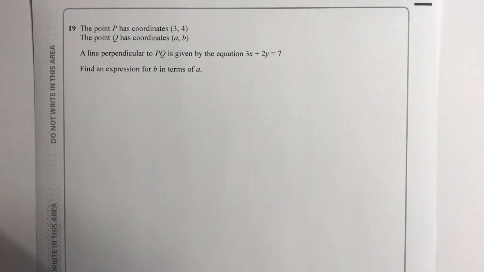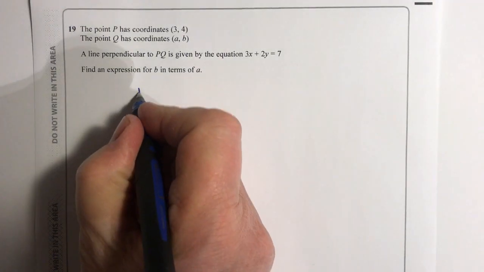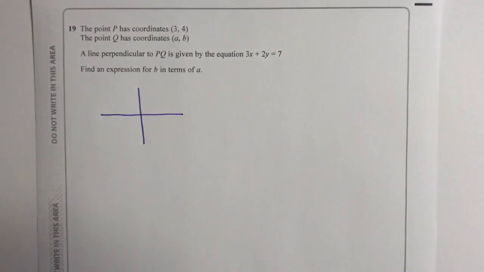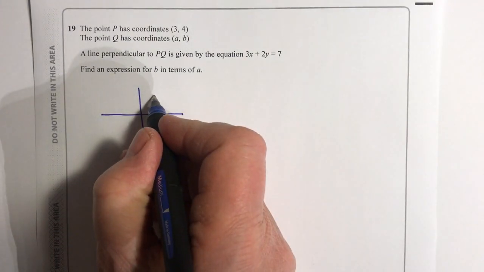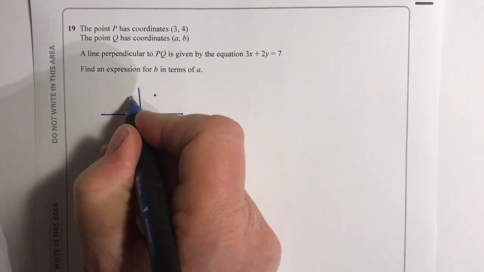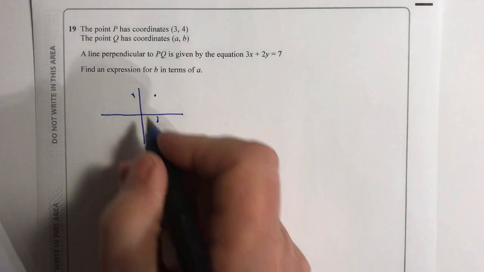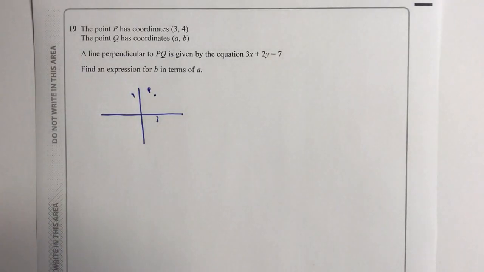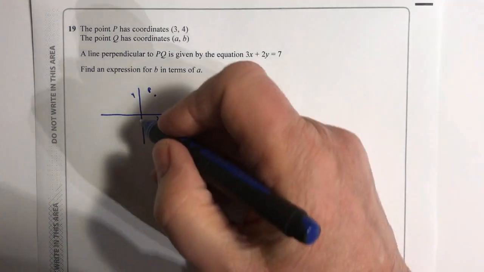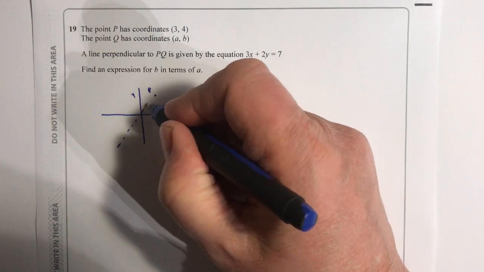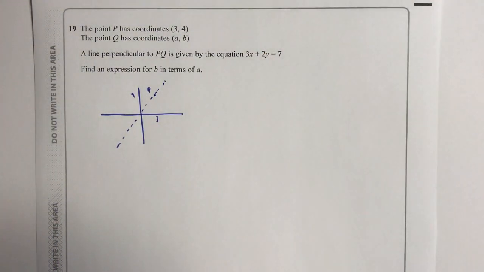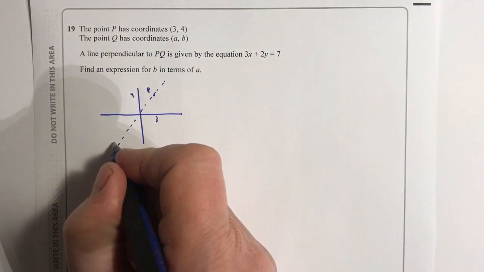So let's just have a look at what that looks like. The point P has coordinates 3, 4. Let's just have a look at that. All right, so here's my graph. I'm going to draw 3, 4. That's 3, and that's 4, and that's point P. And it's got a line PQ, hasn't it? I don't know quite what this is going to look like, but I'm going to go something like that. So that's the line PQ.